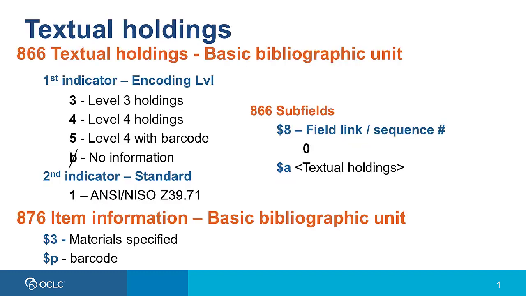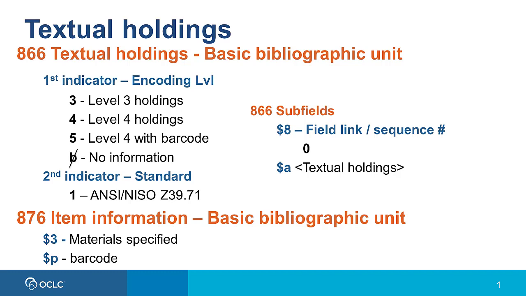Alternatively, if you choose to enter textual holdings, you would use 866 for a basic bibliographic unit. First indicator would be for the encoding level. Second indicator would be a 1 for the ANSI/NISO Z39 standard. The subfields for the 866 field would first start with a subfield 8, which would almost always be a 0. Subfield A is where you would include your textual holdings statement.